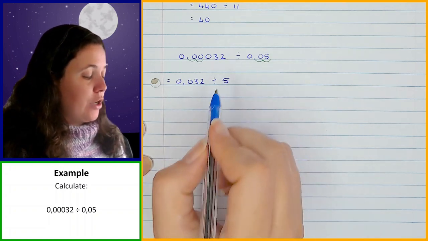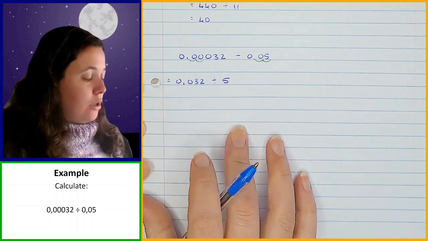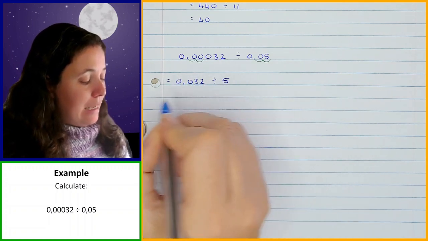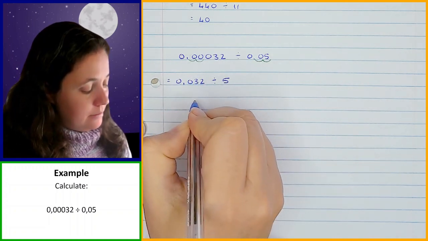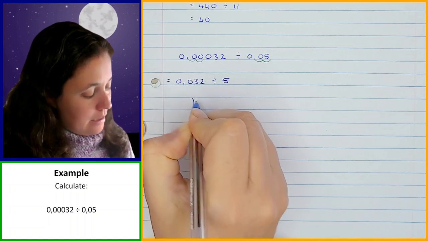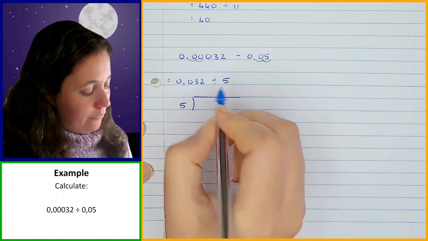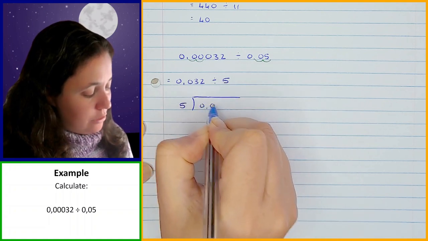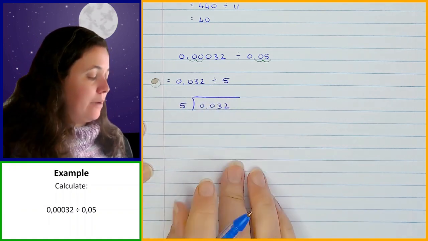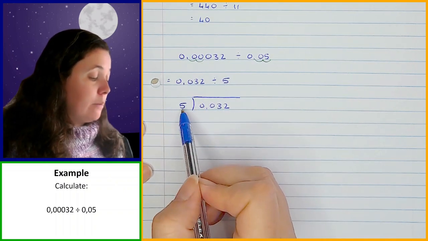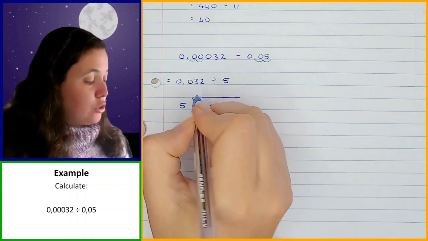Okay, so now let's go and put this into our division bracket. The dividend goes inside the division bracket, and the 5, the divisor, is going to go outside. So I've got my 5 over there, and I've got my 0.032 over here. And now we're going to go and divide. I'm going to be using short division. So I'm going to say 5 doesn't go in there, so I put a 0 over there.